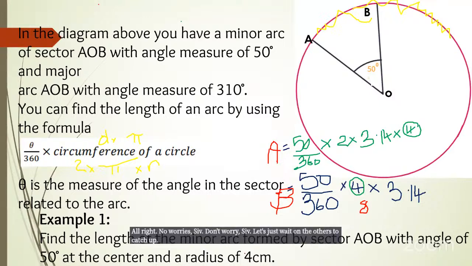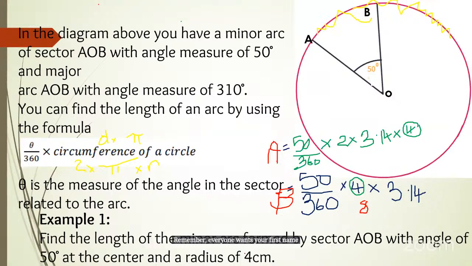Remember, everyone, once your first name starts with A, you're using the radius. So it's 50 upon 360 times 2 times 3.14 times 4, and everyone else should be using 50 upon 360 times 8 times 3.14. And we all understand why we are using 8 and not 4, because 2 times the radius gives us the diameter. Someone was speaking earlier. Go ahead now.